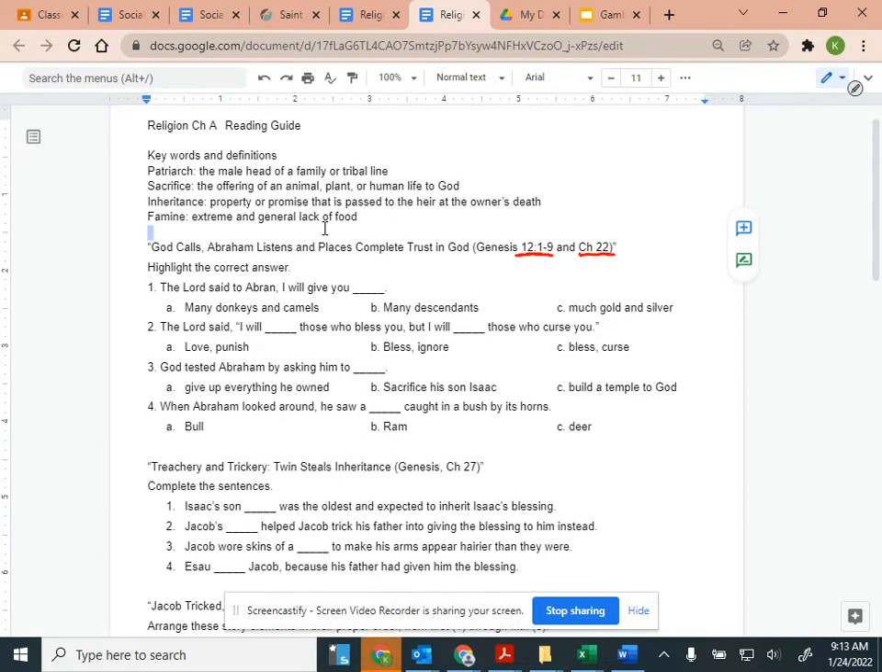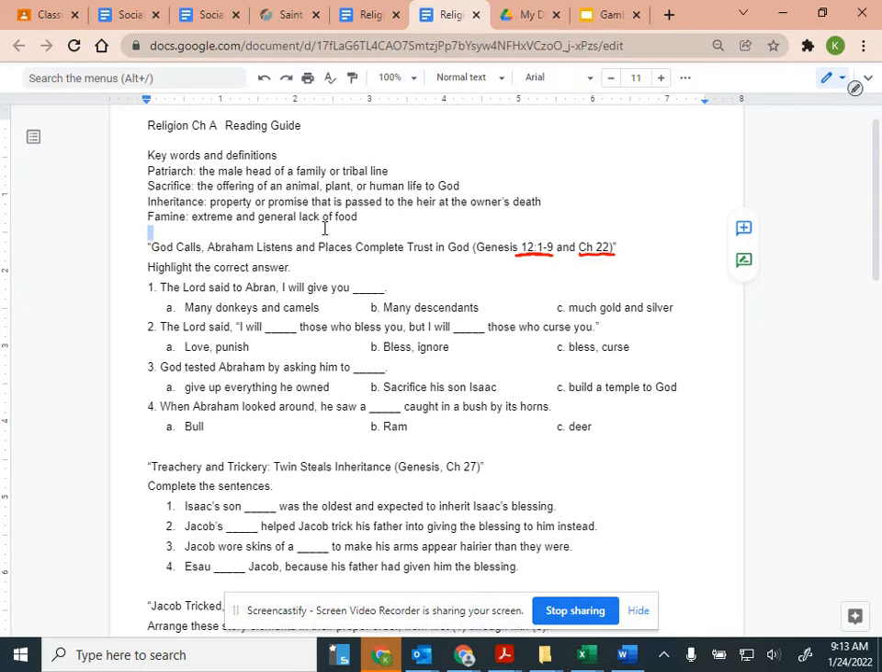The testing of Abraham. Does anybody know what test? Who knows the story of Abraham? What test does he get? Gregory? Being asked to sacrifice his son. So let's read about it.